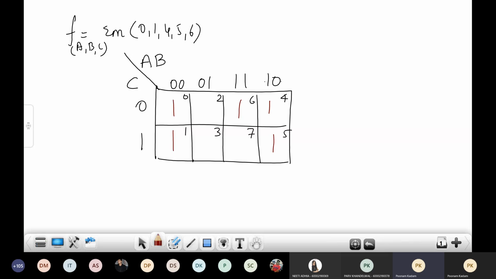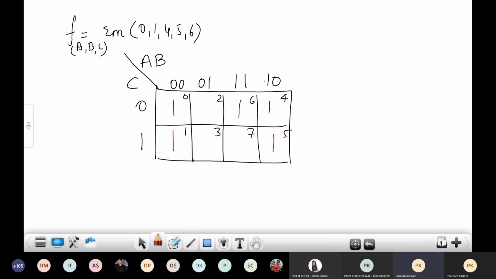It is okay if you don't show 0. In the rest of the cells, what is there? It's 0, right? But it is okay even if you don't write 0 in the remaining cells. What is important is that you have to write all the ones which are present in the function. Okay, so this is the K-map representation of this function.